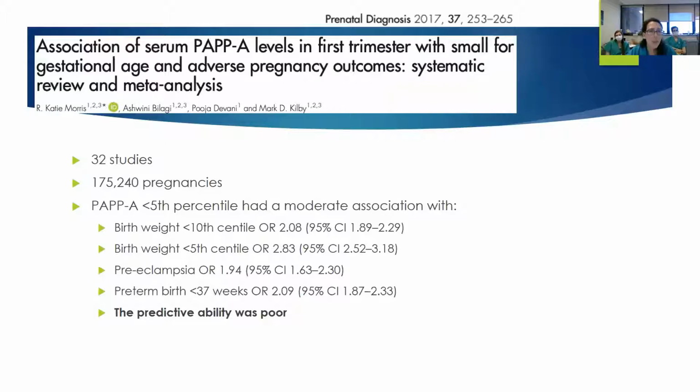This is a systematic review and meta-analysis from 2017, which included 32 studies, 175,000 pregnancies. Also PAPP-A had a moderate association with birth weight less than the 10th percentile, birth weight less than the 5th percentile, preeclampsia, and preterm birth. But again, that is very important: the predictive ability was poor.